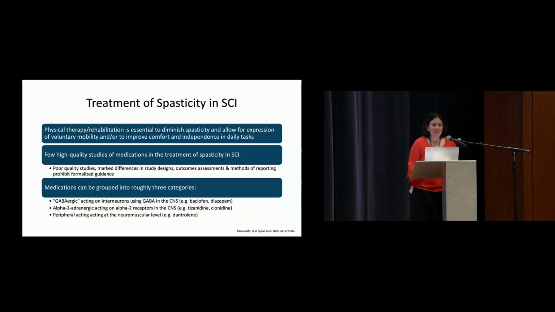The treatment of spasticity, non-pharmacologic, is always important. If we thought the evidence was bad for medications and neuropathic pain, it's even worse for spasticity. Very small studies, really focusing on use of GABAergic agents, alpha-2 agonists, and peripheral acting agents such as dantrolene, which is something that we don't typically use, which I'll talk about.